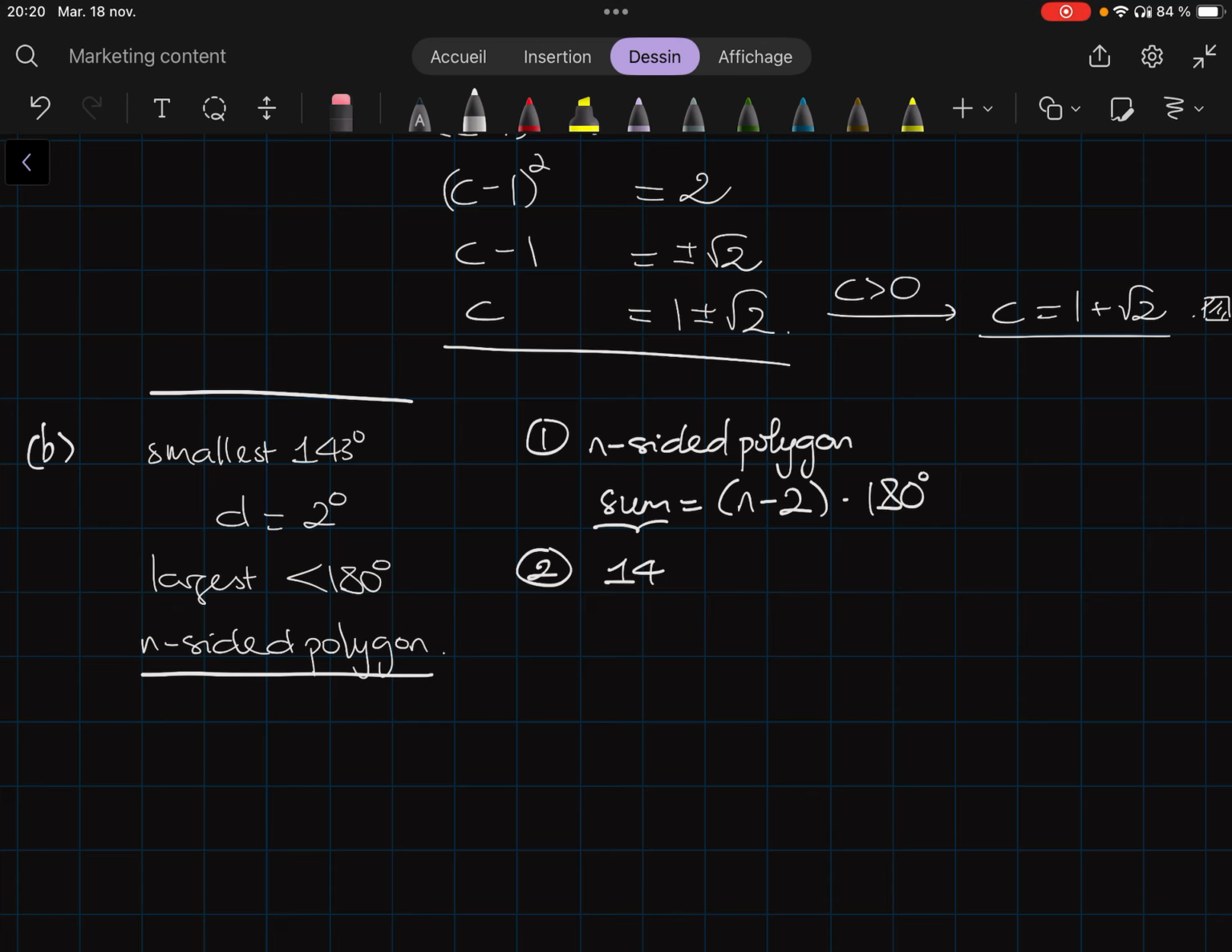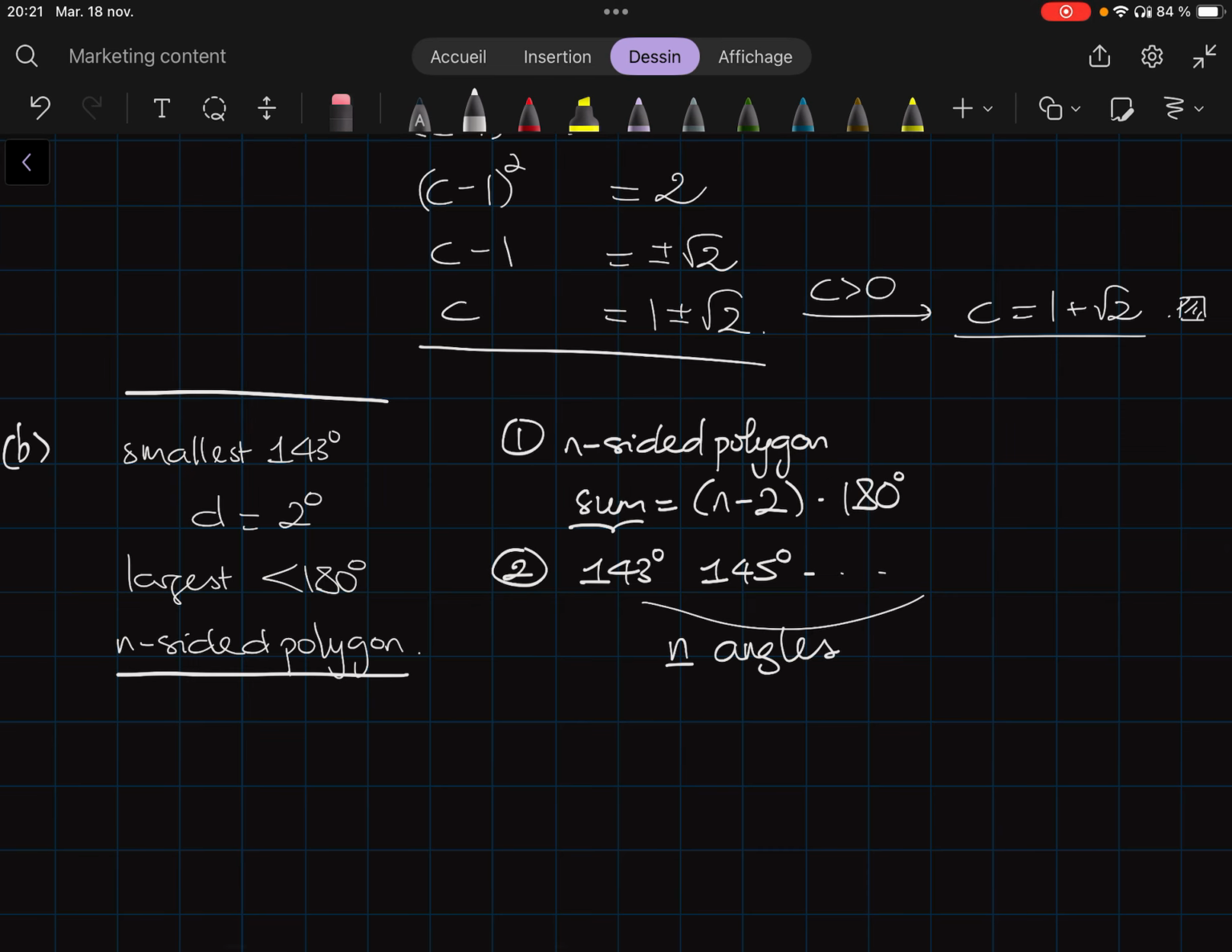The smallest one is 143 degrees. The next one is going to be 145, and we're going to keep adding until we get to the last one. How many angles do we have? We have n angles. So, the biggest one is going to be 143 plus 2 times n minus 1.